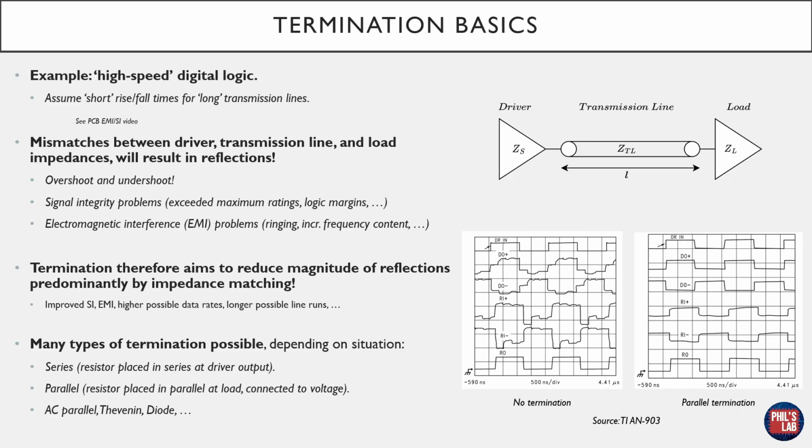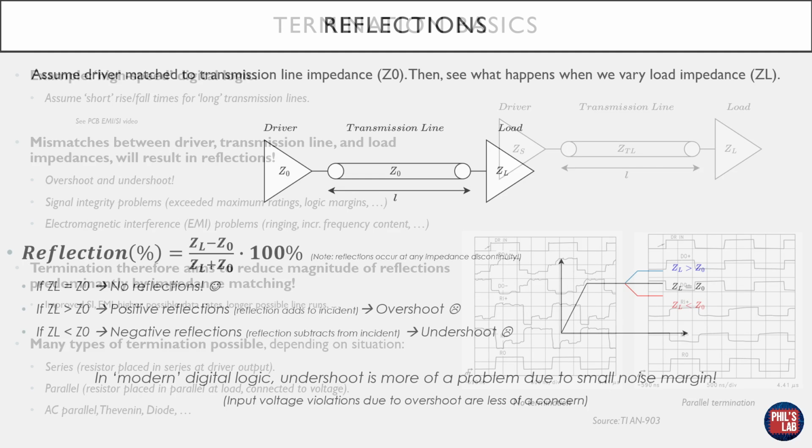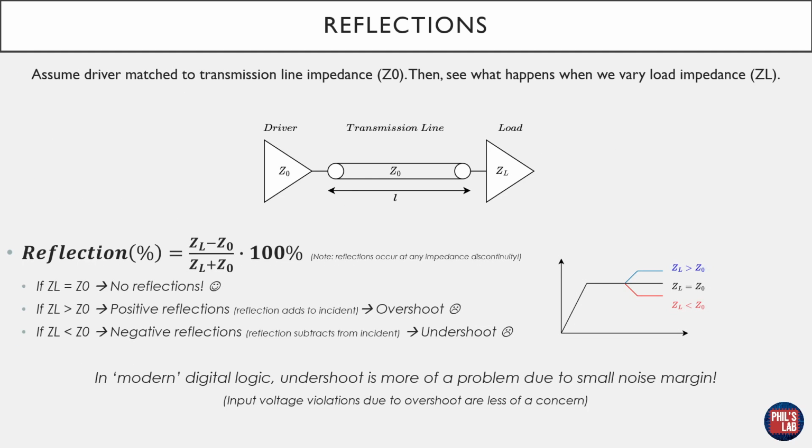There are, of course, many types of termination possible, and this is entirely dependent on the situation. Different termination schemes have different pros and cons. You might have heard of series termination, effectively just a resistor placed in series at the driver output, parallel termination, which we're looking at in this video, and then there's also AC parallel, Thevenin, diode, and so forth. Before we can look at parallel termination, we need to look at reflections in a bit more detail first.